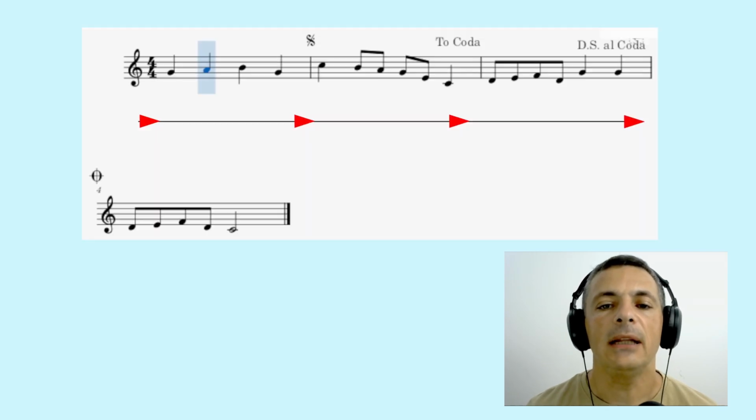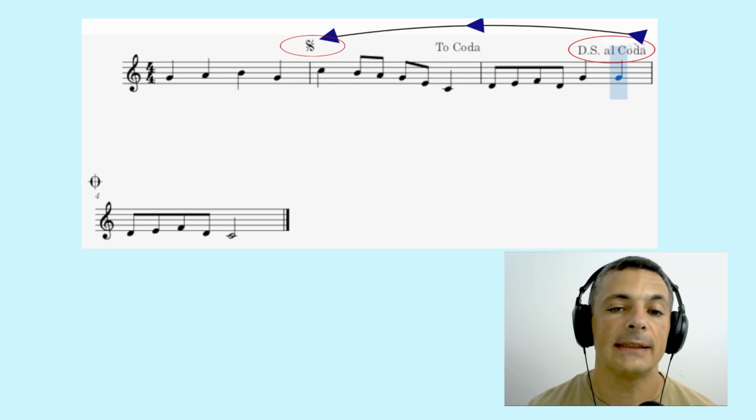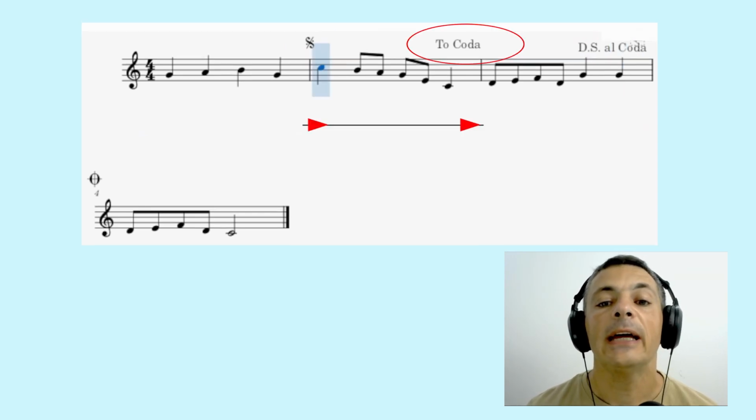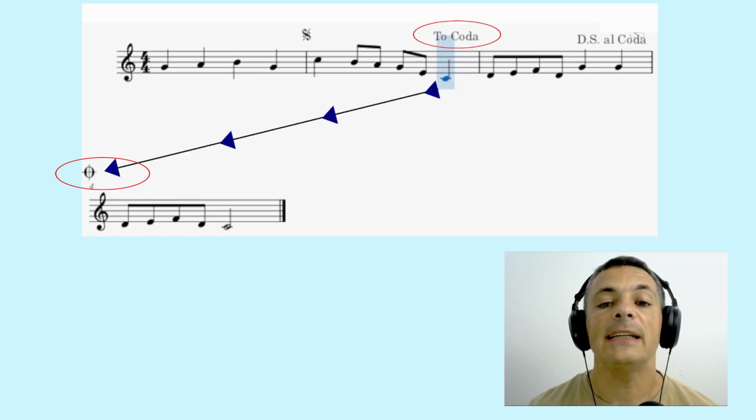DS al coda. This means that you should play from the beginning until you reach the DS al coda. This means going back to the sign. Then go back to the segno from the sign and play to the to coda sign. When you reach the to coda sign, jump and play the coda. The beginning of coda is marked with the coda sign which I showed you.